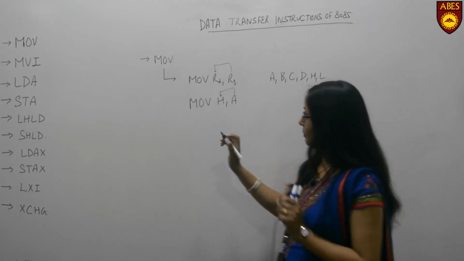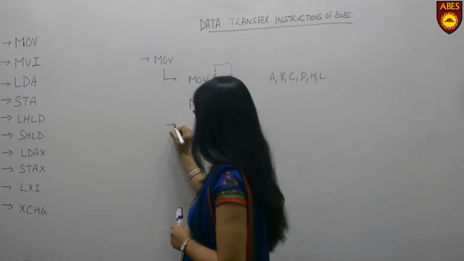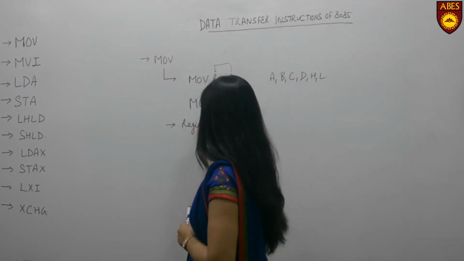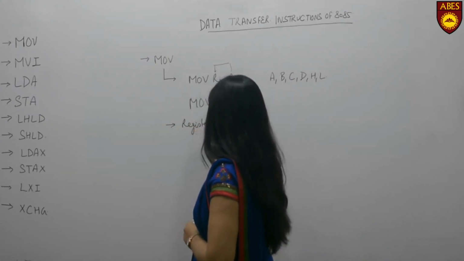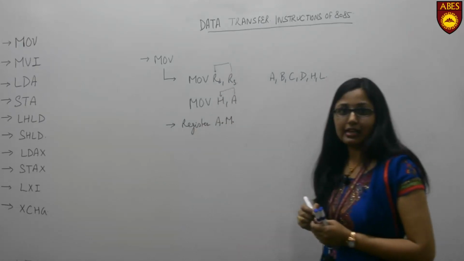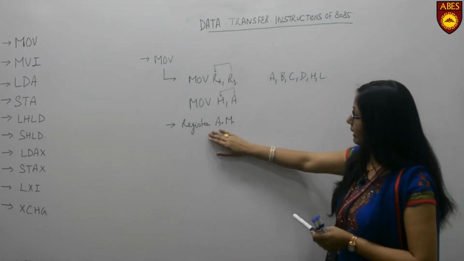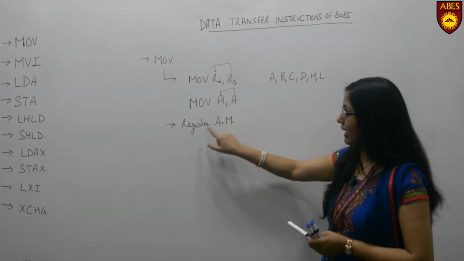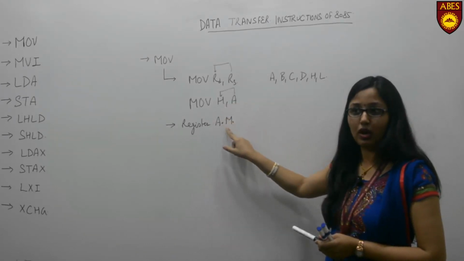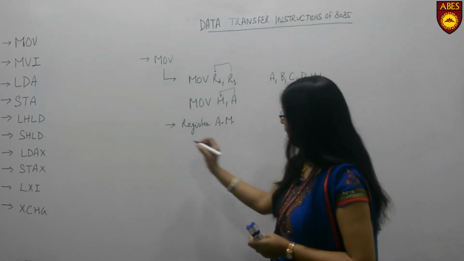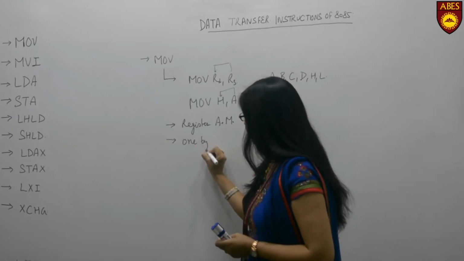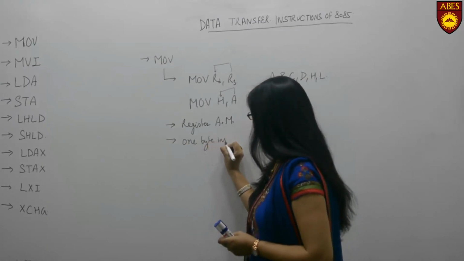This instruction belongs to the register addressing mode, because here the data movement is possible within registers. That's why this instruction belongs to the register addressing mode, and this instruction is only a 1-byte instruction.